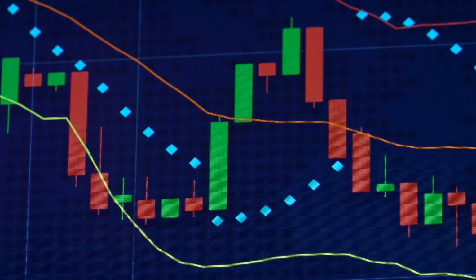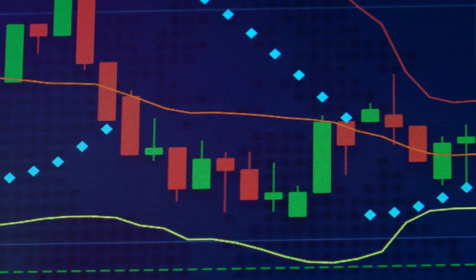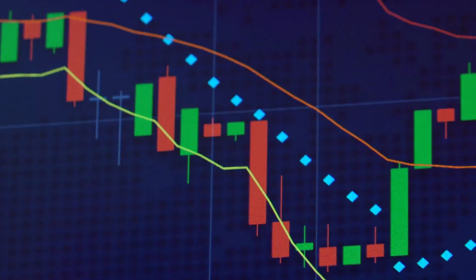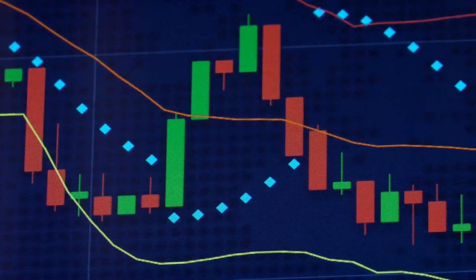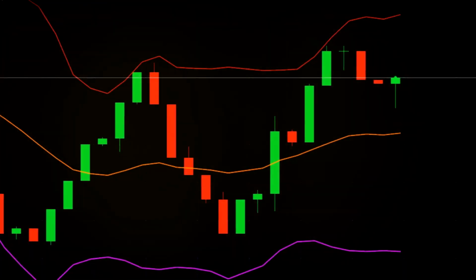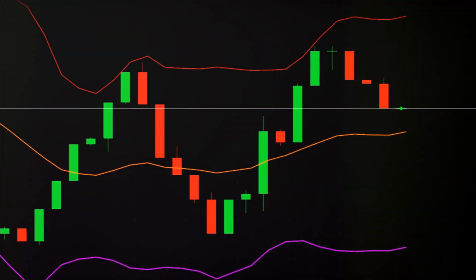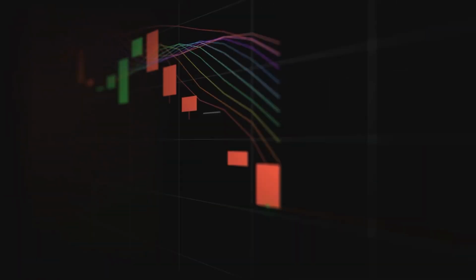The doji candlestick, though seemingly simple in its structure, carries profound implications for traders. To fully grasp its significance, it's crucial to understand its anatomy and the signals it conveys. A doji is characterized by a small body, often resembling a plus sign or a cross, indicating that the opening and closing prices are virtually the same. Extending above and below the body are the shadows, also known as wicks or tails, which represent the price range traded during the given period.